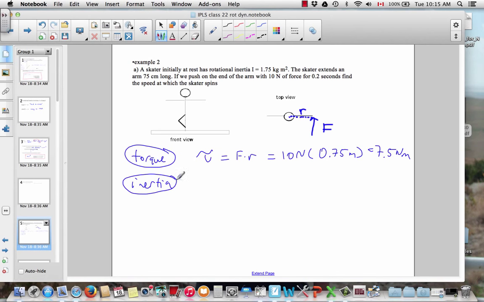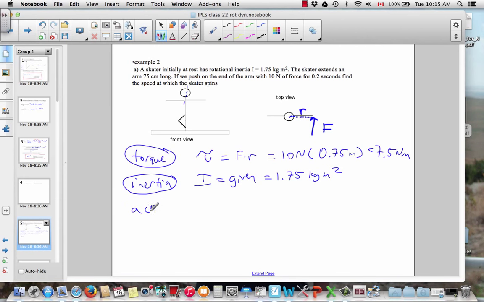The inertia is just given. You see, the skater, because they have mass a distance away from the rotational axis, even in their head, right? There's some mass of the head that's not right at the rotational axis. And so this is just given. It's 1.75 kilogram meters squared of rotational inertia.